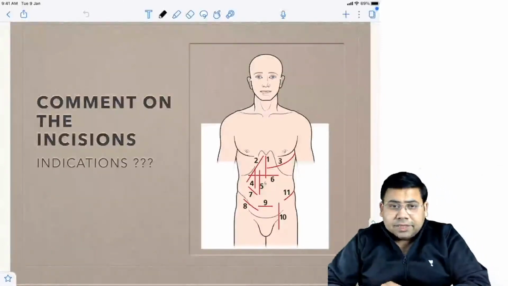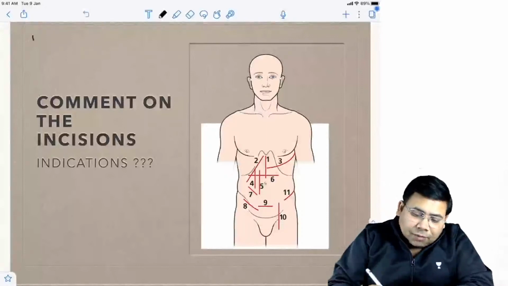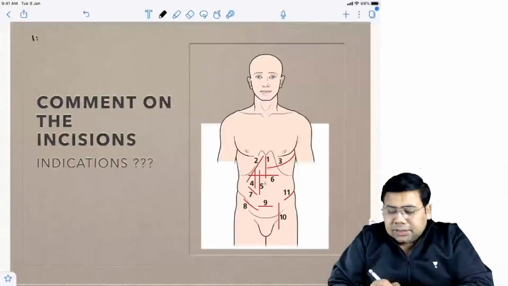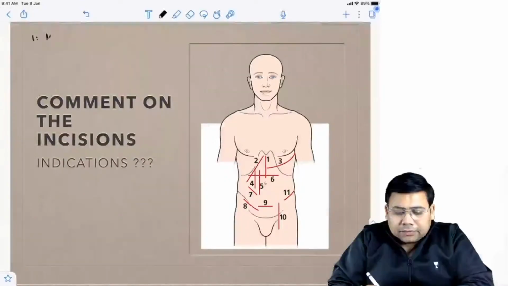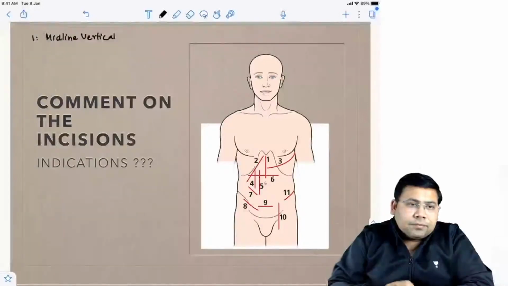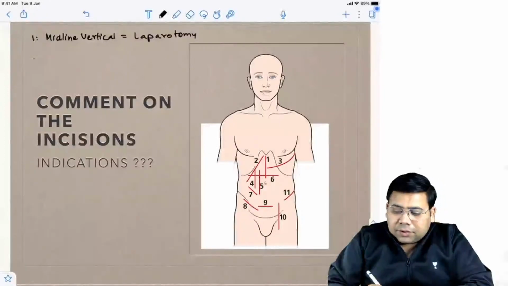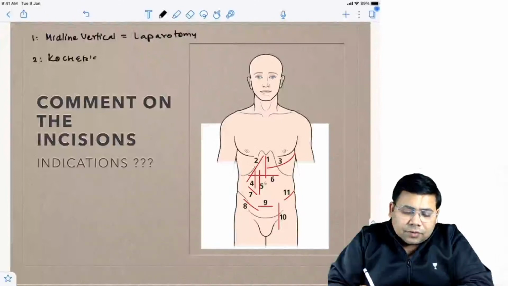Now, let us see. Incision number 1. What is incision number 1? It is a midline vertical incision. Where do we use this incision? This is used for laparotomy. Laparotomy. Incision number 2. We have a Kocher's incision.